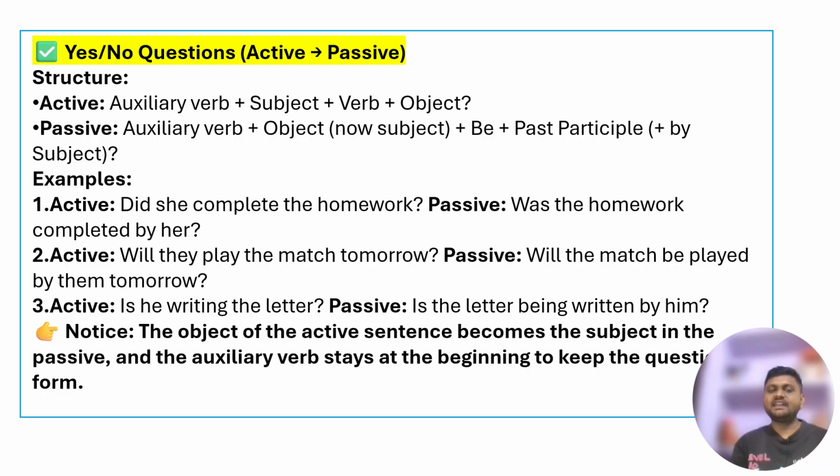For example, did she complete the homework? And the passive form of it would be, was the homework completed by her? This does not follow the above structure. But in example number 2, we will see the above structure is followed.